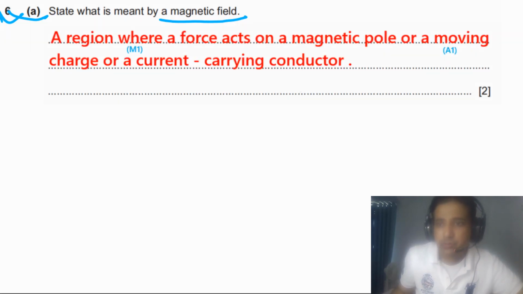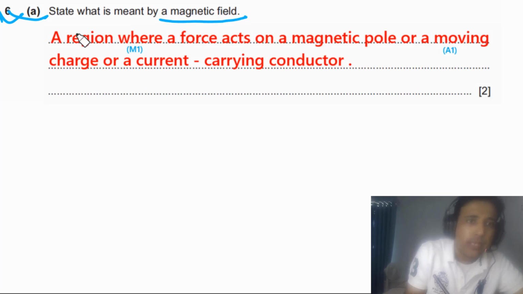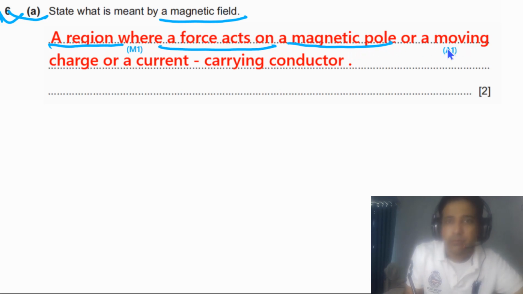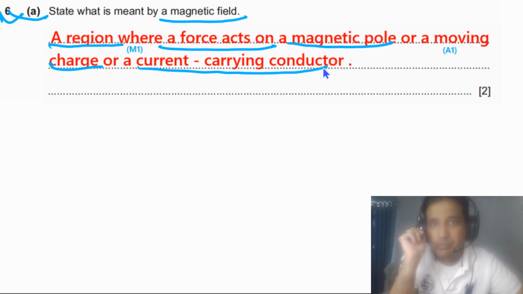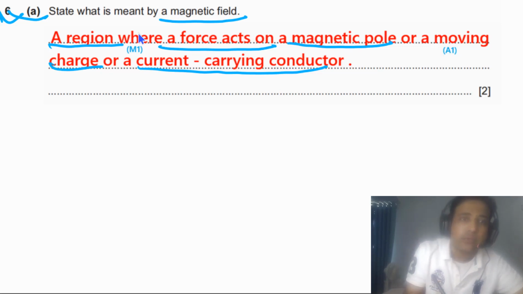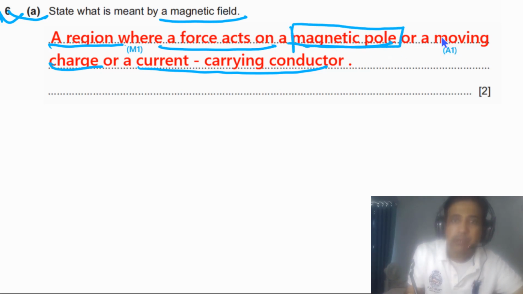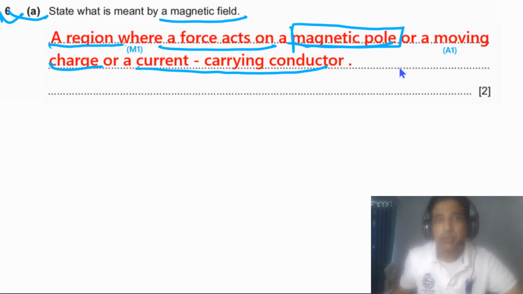This is how you can write down your answer. In your answer you have to mention a region where a force acts on a magnetic pole. You can also say force acts on a moving charge, or you can say force on a current carrying conductor. So any one of them you can mention in your answer. And this question has 2 marks. The first mark is the M mark. You must have written a region where a force acts on, and then if you write down magnetic pole, or moving charge, or current carrying conductor, you will get 2 marks.